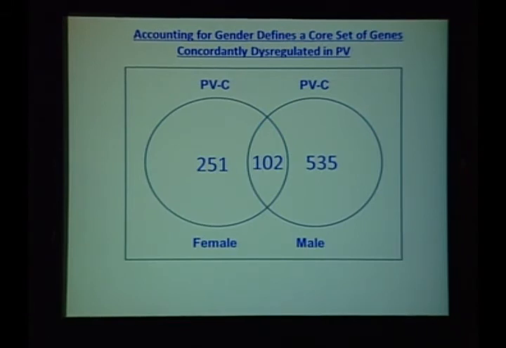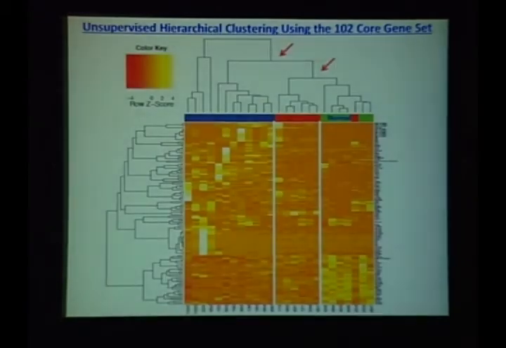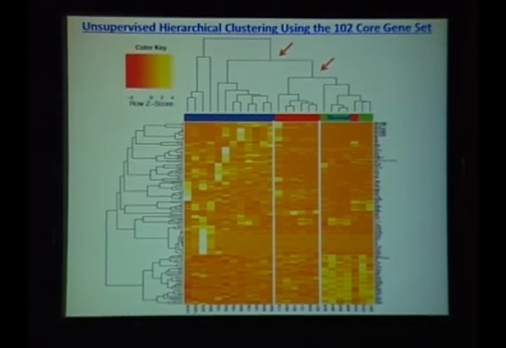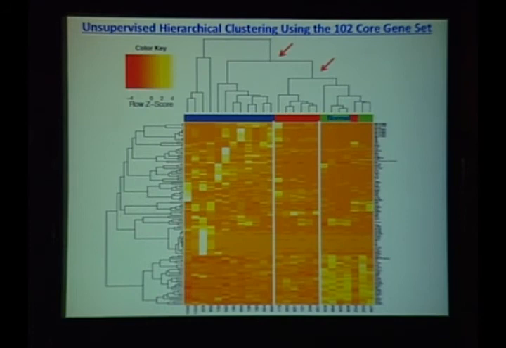So we took the 102 genes, and then we did an experiment that, and this is somewhat complex, but what you ask here is, can we mathematically, with these 102 genes, separate polycythemia vera patients into groups? We had no idea. And the best way I could explain this is rolling the dice. It's called unsupervised hierarchical clustering.